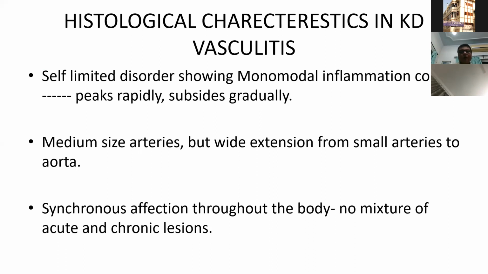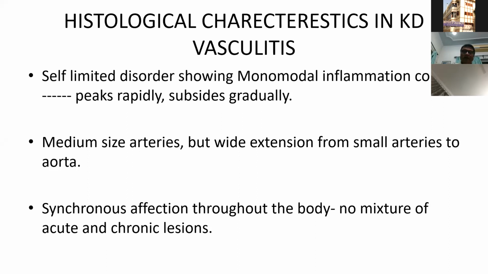So what are the histological characteristics? This is a monomodal inflammatory disorder, so it comes once only. It's like a storm. It's like the Amphan. It comes and it destroys, and then it passes off, and what remains is the scar of that original storm. So it does not go on like the majority of the other vasculitis. It's not a lingering thing. It comes, strikes, and leaves. And again, it's a self-limited disorder, as I said.